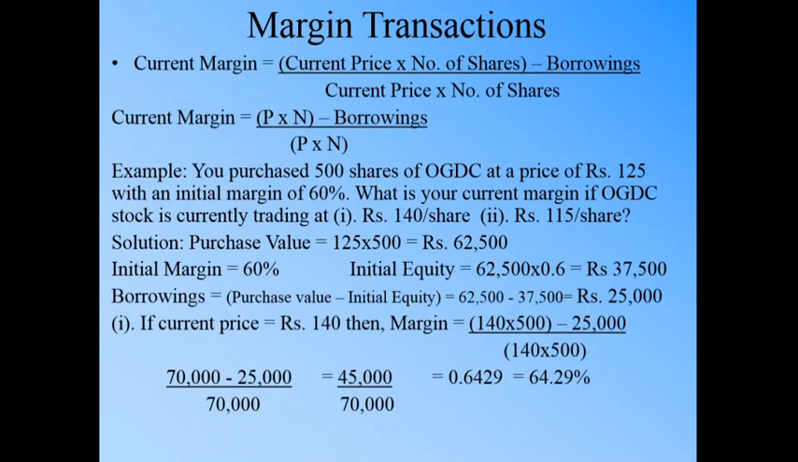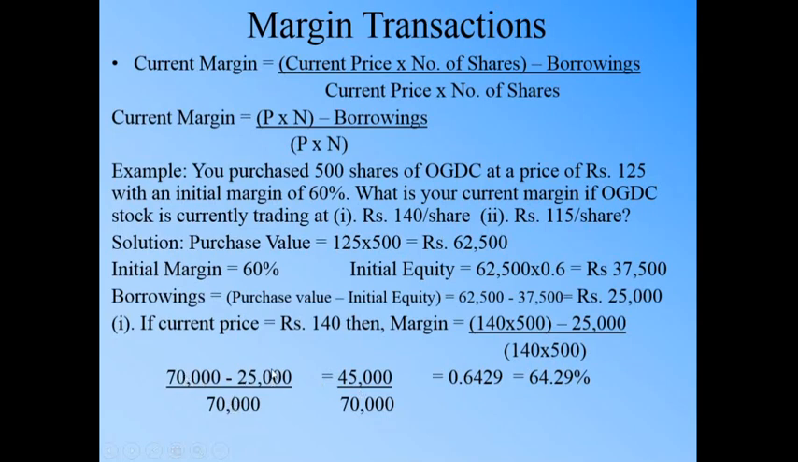So if the price increases to 140, then the current value will be 140 multiplied by 500 minus borrowing. Now remember that this is the formula that we are talking about. The current price is 140, multiplied by the number of shares, that is 500, minus the borrowing that we have calculated here, that is 25,000, divided by the current price, 140 into 500, that is the value. So what we get is 70,000 minus 25,000 divided by 70,000.